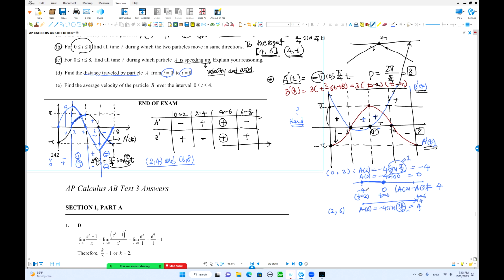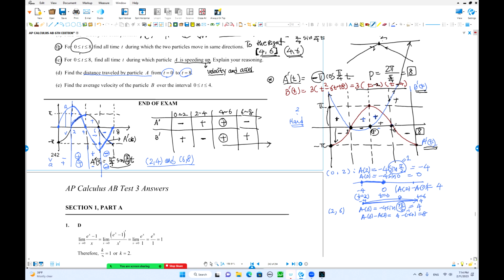But before, at t is 2, it was what? Negative 4 over here, right? That's the travel distance, isn't it, to the right? So A to the 6 minus A to the 2 equals how much? 4 minus negative 4 equals 8, isn't it? So this distance to the right is 8.